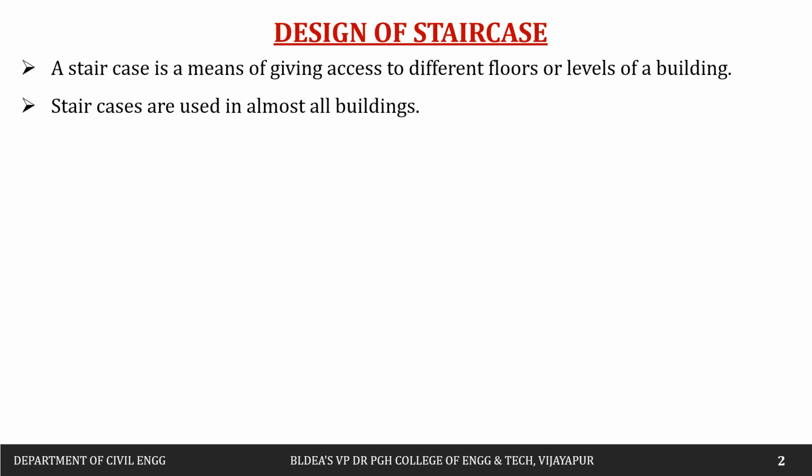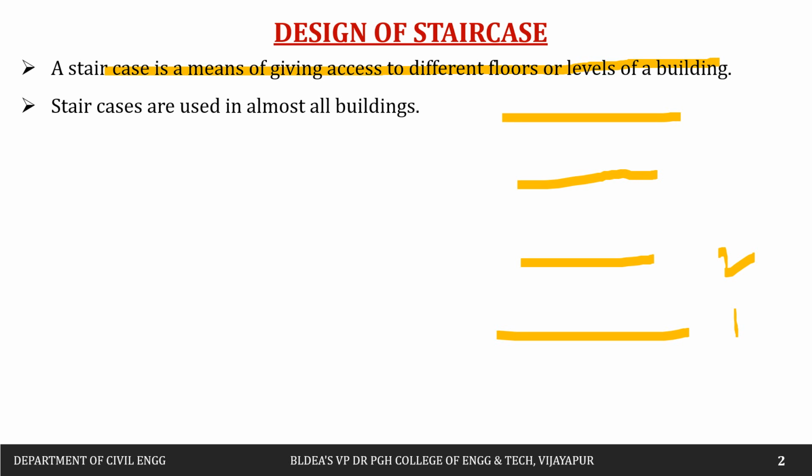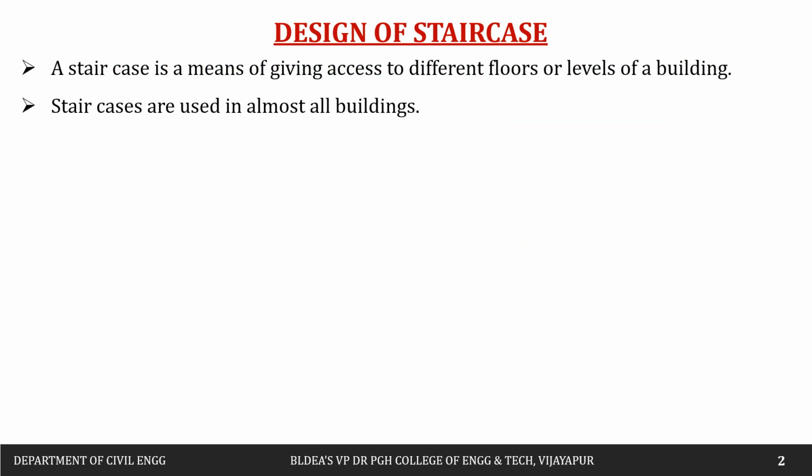A staircase is a means of giving access to different floors or levels of a building. So if you see one building, we are going to have different floors: first floor, second floor, third floor, fourth floor, and so on. If you want to go from one floor to another floor, there has to be certain access. For that purpose, we use a staircase. In almost every building, staircases are required. This is one of the essential structural components.